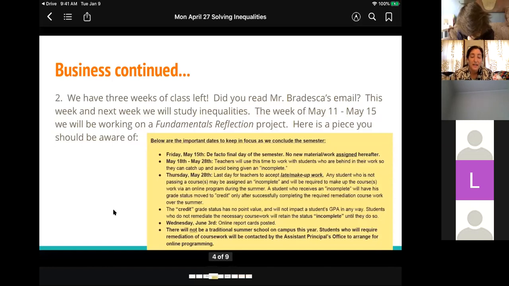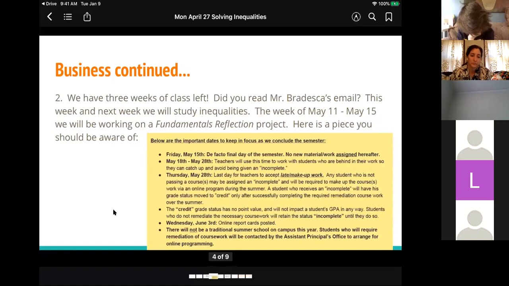On Thursday, May 28th is the very end. There's nothing being taken after that. And after May 28th, if you did not do what it took, you will get an incomplete and you will have to do an online class this summer to make up your credit. I highly recommend, if you are in any sort of academic distress with a class, that you start working on it now so you don't have to push it till May 28th and figure out what you need to do.